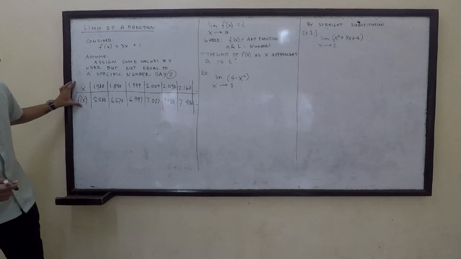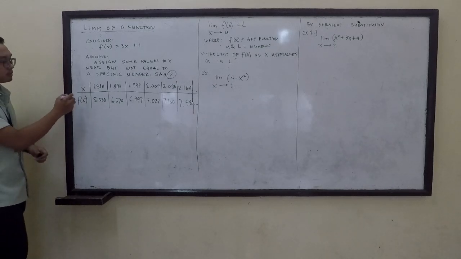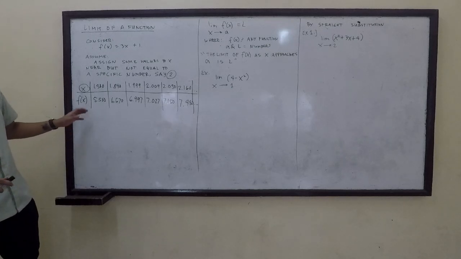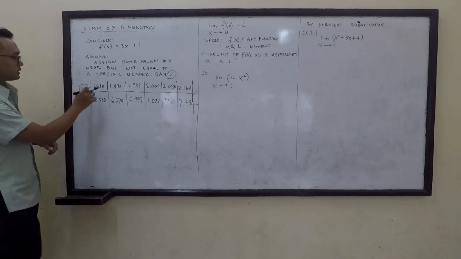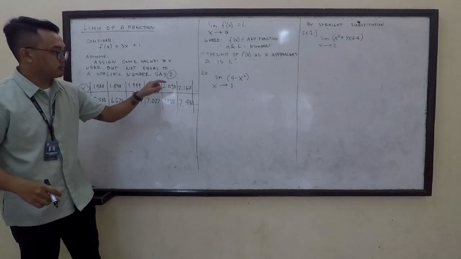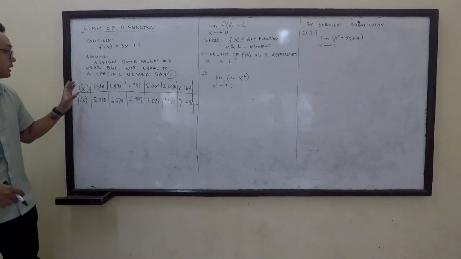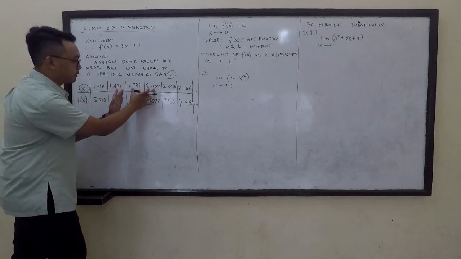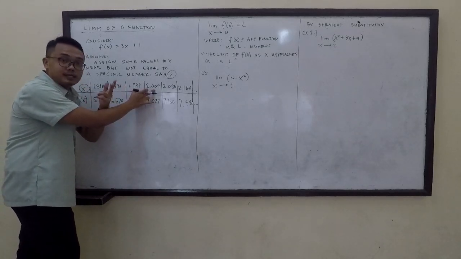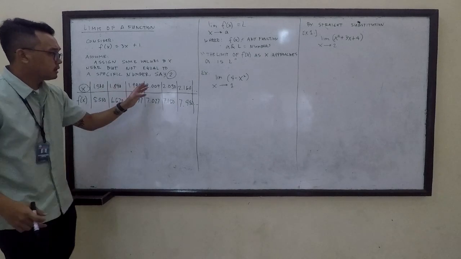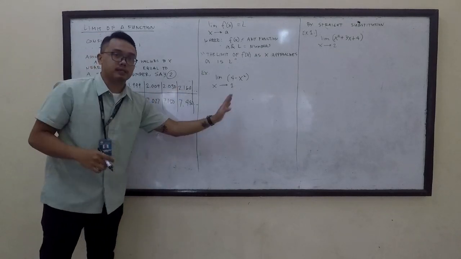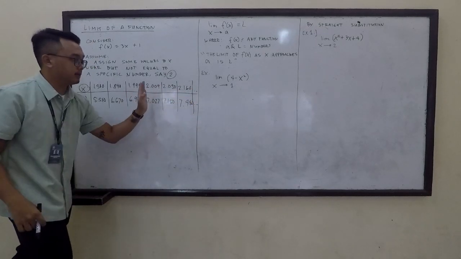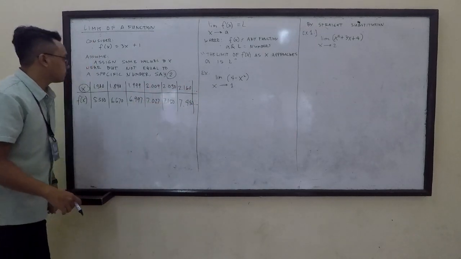Okay, so we have a table here. The first row is for the values of x, and the values of x are assigned like this, from 1.5 up to 2.1. So it goes closer and closer to the value of 2, but not exactly 2. Then from this point, it goes farther away from the value of 2.